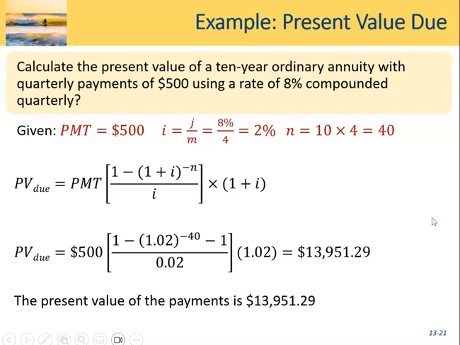So the example given here for present value due, calculate the present value of a 10-year ordinary annuity with quarterly payments of $500 using a rate of 8% compounded quarterly. Okay. So we have a payment of $500, we have our interest rate of 8%, we have our N of 10 multiplied by 4 because it's compounded quarterly. And if you use the formula given, then you're going to come up with $13,951.29. So let's try it with the calculator.